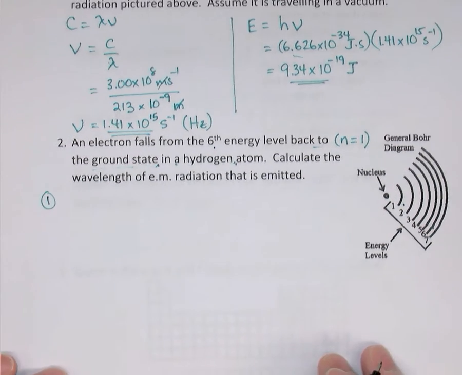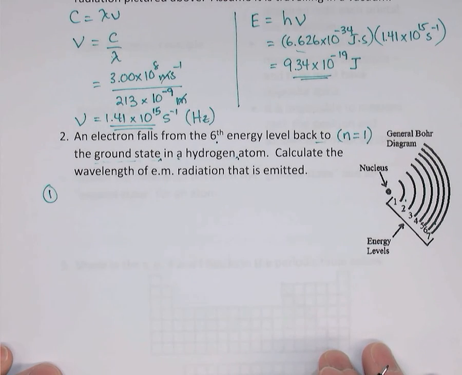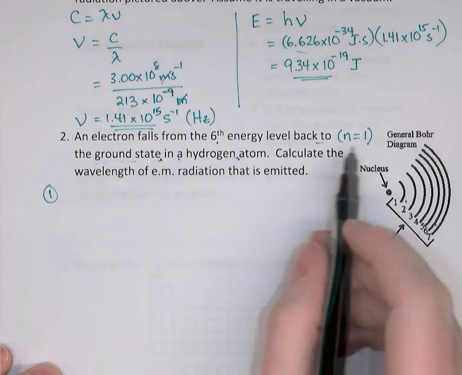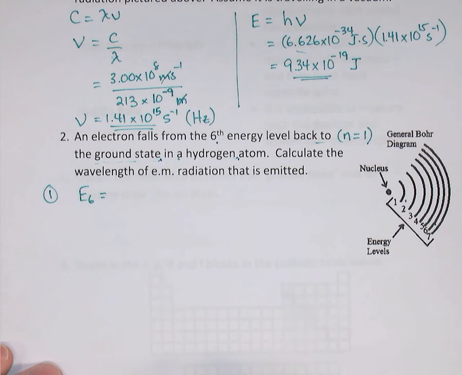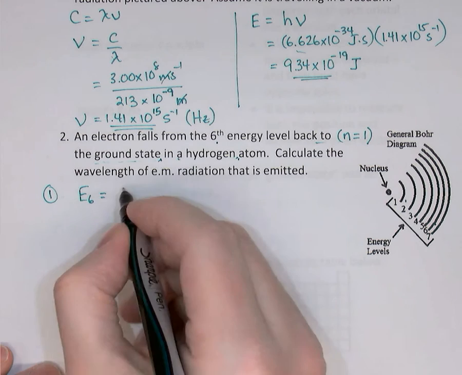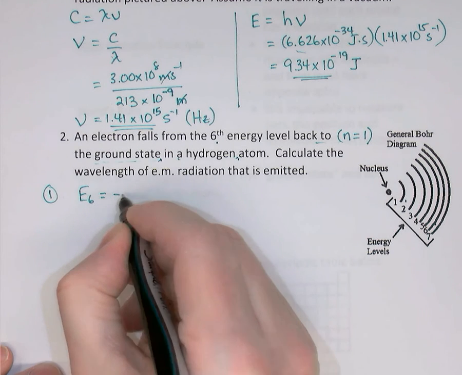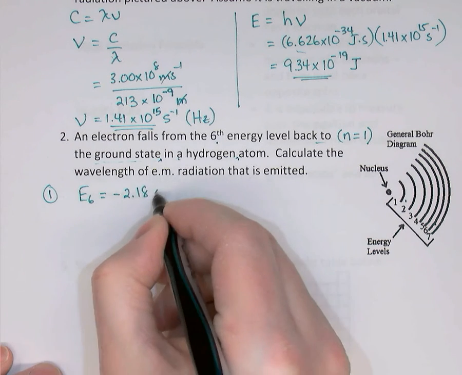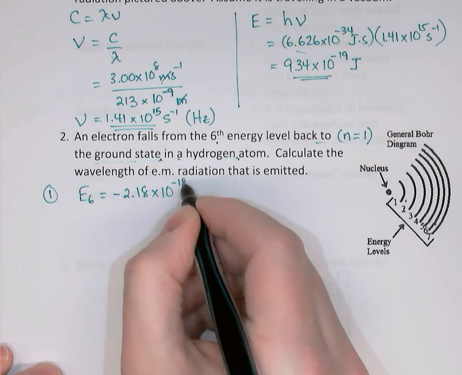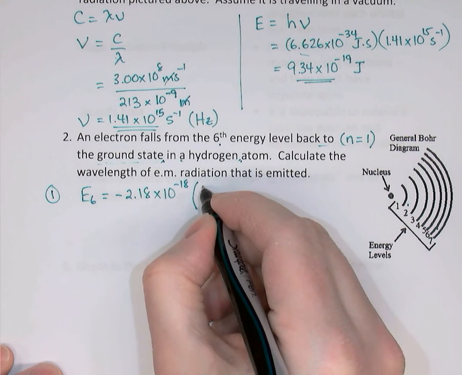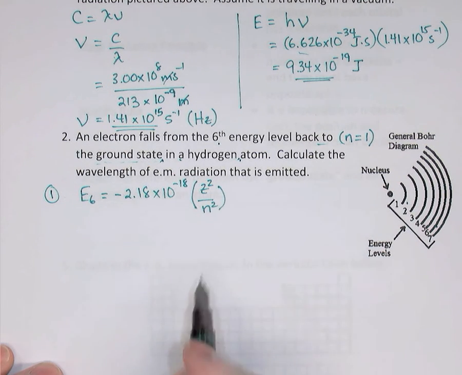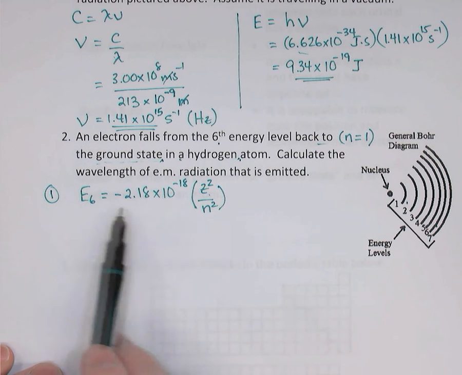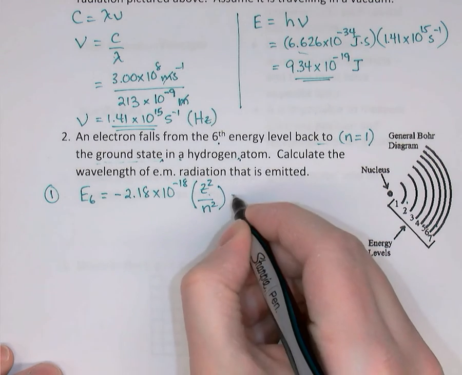Step 1, we're going to calculate the energy in level 6 and in level 1, the starting energy and the final energy. So E6, I'm going to use Bohr's energy equation from my data sheet, formula sheet, negative 2.18 times 10 to the minus 18 times, and Bohr's equation says Z squared over n squared, where Z stands for the atomic number of the element, and n is the energy level that we're dealing with.